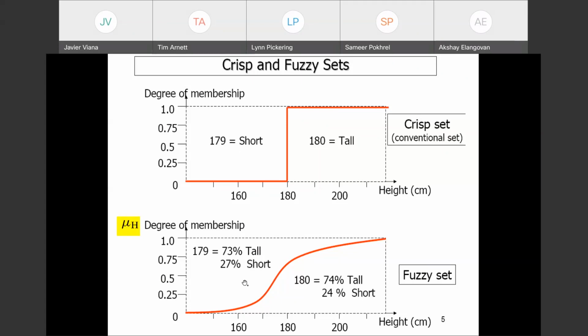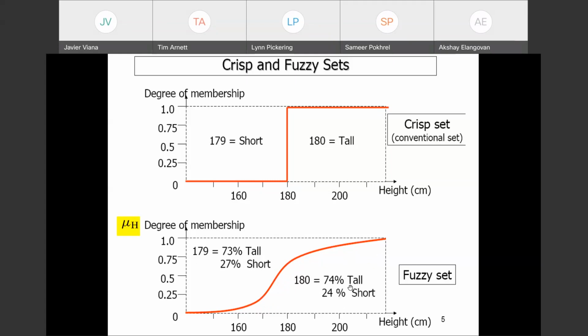However, we can have a fuzzy set with this continuous curve that shows how tall you are exactly, and the contributions for that are both short and tall. In this case, we only have one fuzzy set, so the remaining will be in the other. So if we say, let's say you're 180 centimeters tall, here that would put you at about 74% tall and 24% short. So you're now not completely tall or completely short. You now have contributions from both.